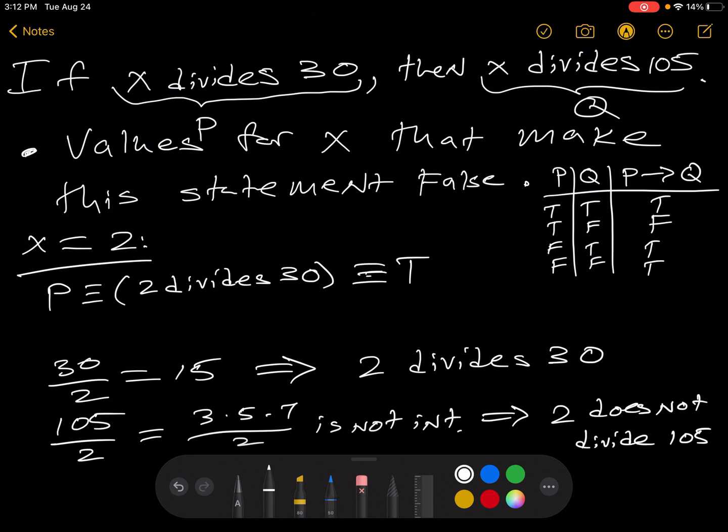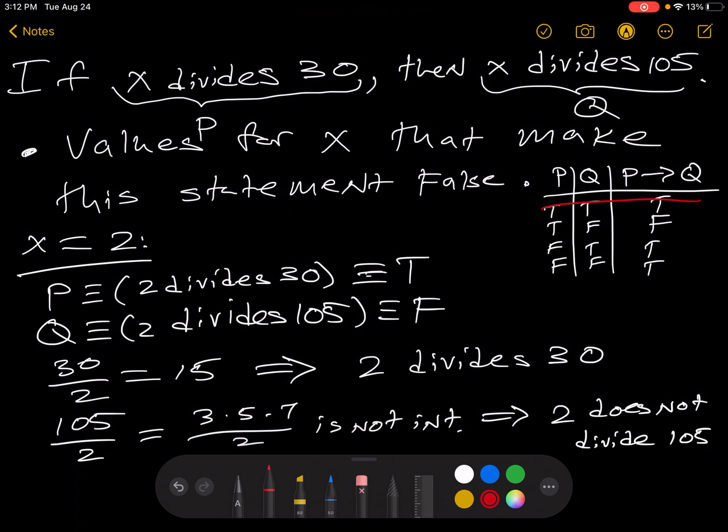So P, which is 2 divides 30, is true. Q, which is 2 divides 105, is false. And we have true implies false, which gives us false. So 2 is a value of x that makes this statement false.